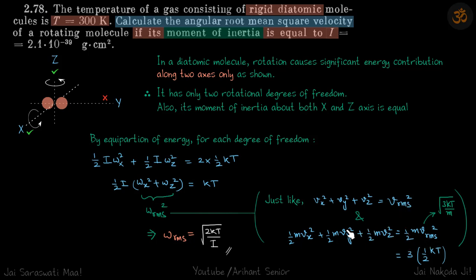And because each of them will correspond to half kT, and we know vrms is root 3 kT by m, so if you put that value, you will get this as 3 times half kT. So that's what we have done here in this equation. So half I omega x square plus half I omega z square is equal to 2 times half kT, and this is omega RMS whole square. So we get our answer that omega RMS is root 2 kT by I. All right.